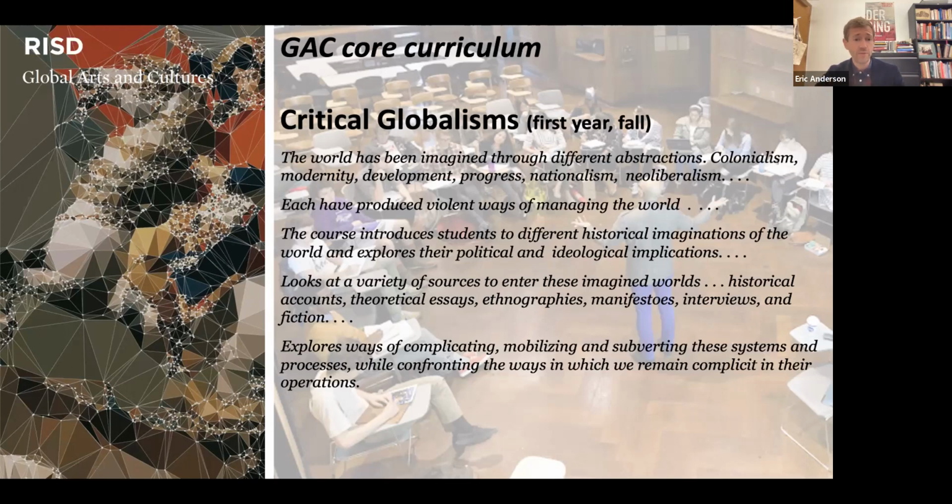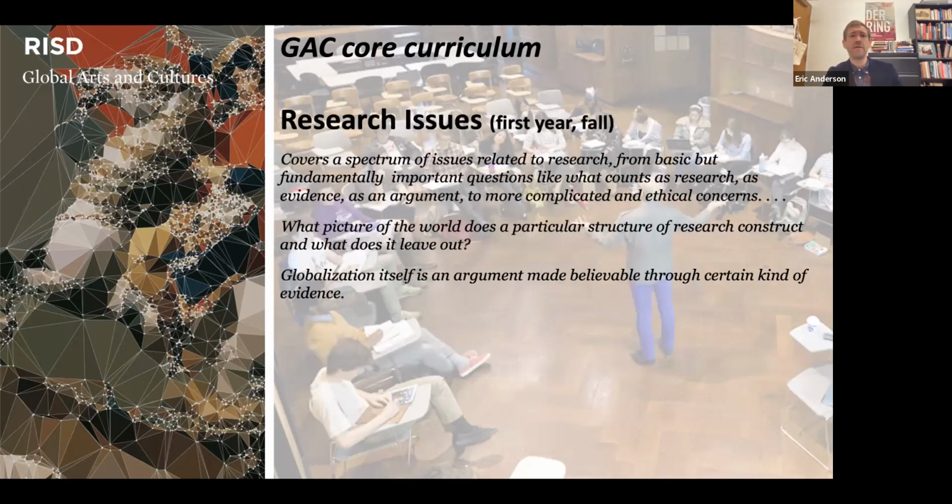So a really ambitious way to start the program. Lots of really exciting material that students read and discuss and gain familiarity with through the first semester Critical Globalisms course, as well as a second semester called Research Issues that covers a spectrum of issues related to research, from basic but fundamentally important questions like what counts as research, as evidence, as an argument, to more complicated and ethical concerns, poses questions about the very nature and the ethics of research.